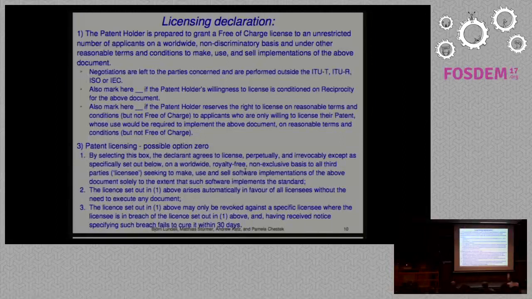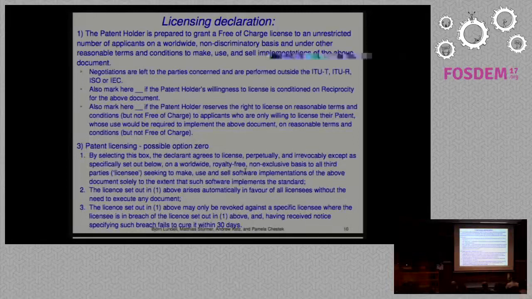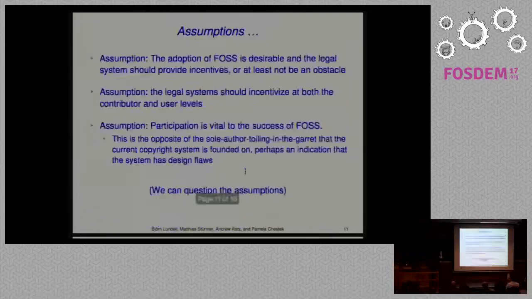So the research is really intended to establish whether this is a viable option and whether it would be something that would help both the standard setting community and also any projects that want to implement those standards. Thank you. If you want to read more about it, there is a paper on that. We'll have the references afterwards.